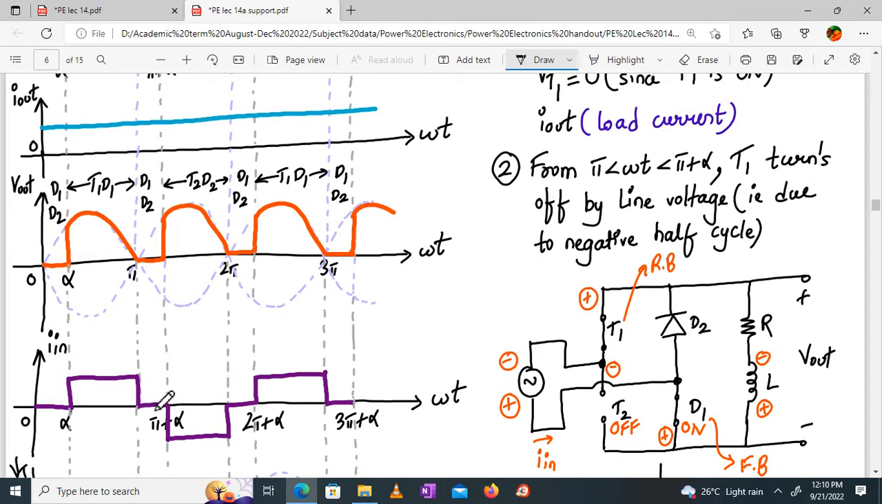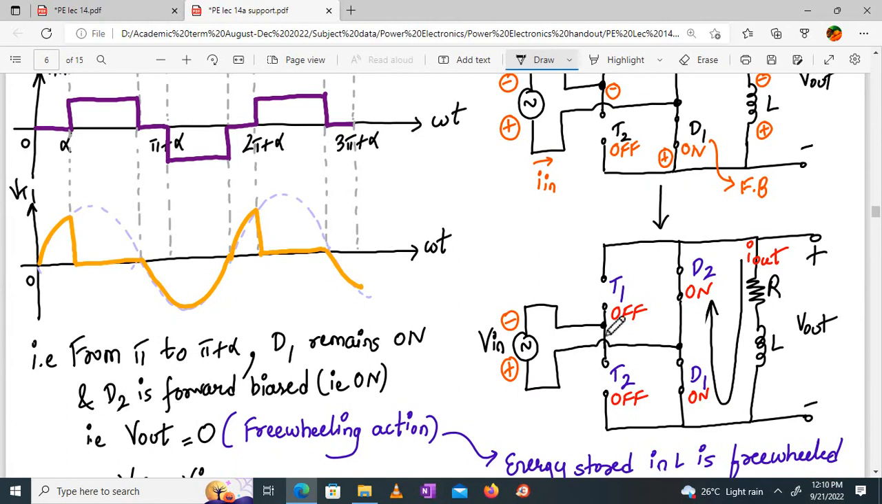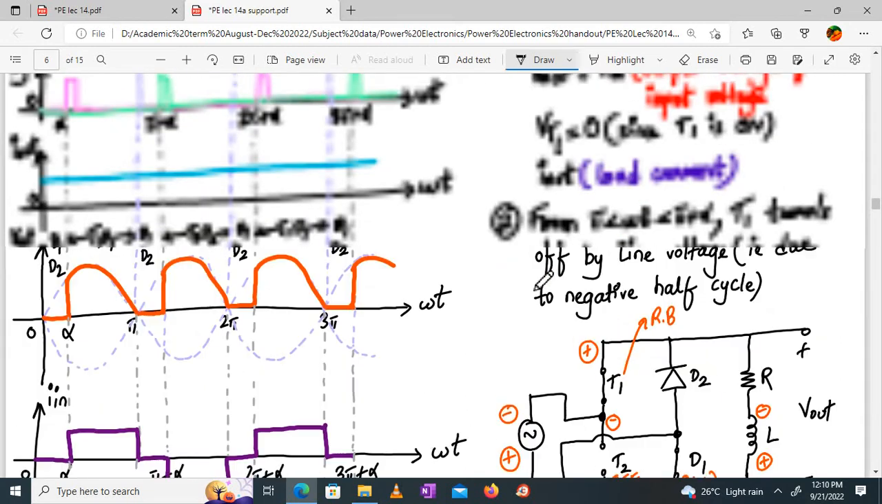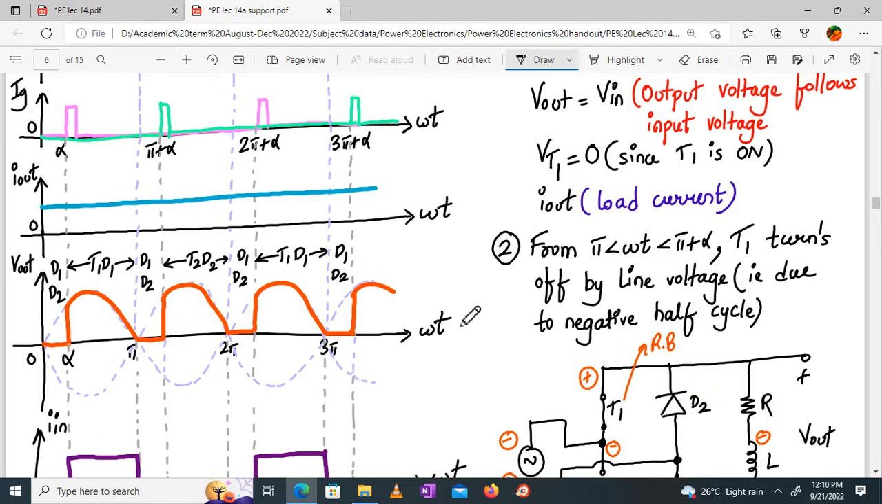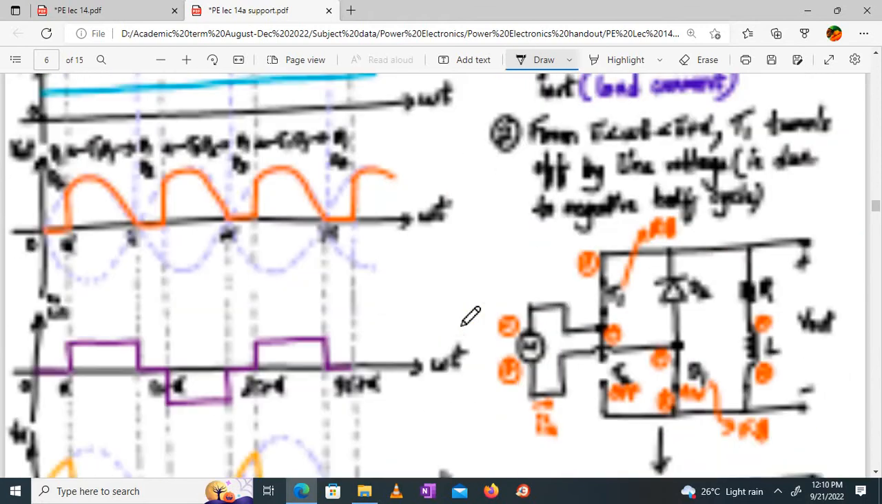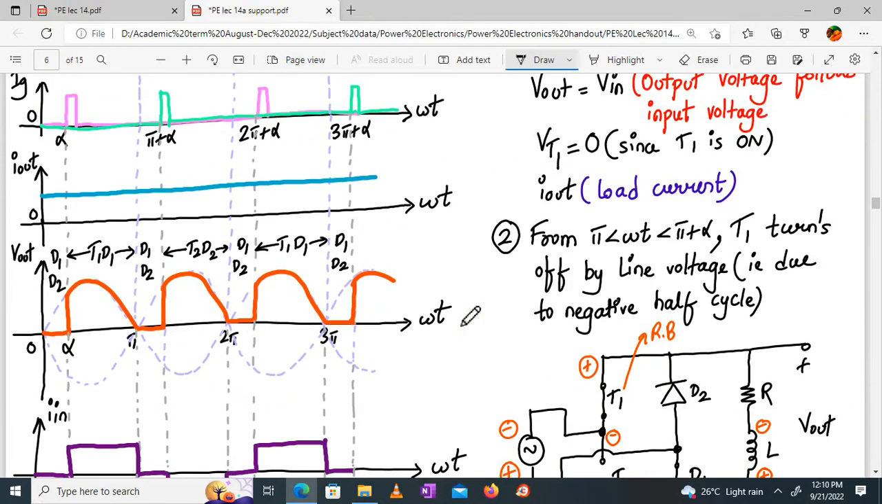Again, source current is 0 from pi to pi plus alpha. Why? Because यहाँ पे source disconnect ही हो गया ना. देखो, source का काम ही नहीं है. Source is like open circuit. So now entire current will flow over here through this loop. So again, this will act as a freewheeling mode. But this time D1 and D2 are working together. Are you following? Same waveforms. Now, did you understand till pi plus alpha to 2 pi? D1 and D2 will be on and they will continue to carry the load current.